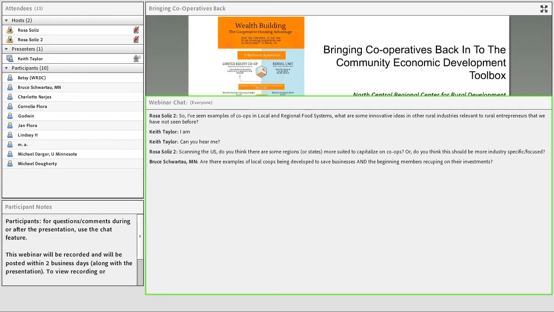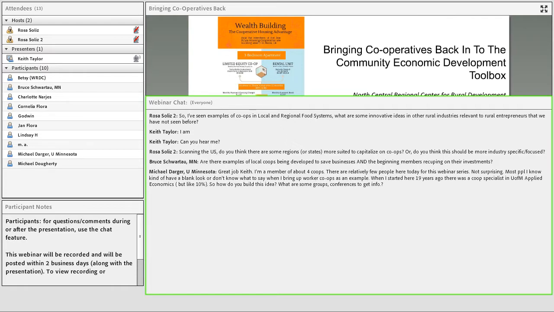While I'm waiting for another question, I see Rosa has another. Scanning the US, do you think there are some regions or states more suited to capitalize on co-ops? Or do you think there should be more industry-specific focus? That's a really fantastic question.